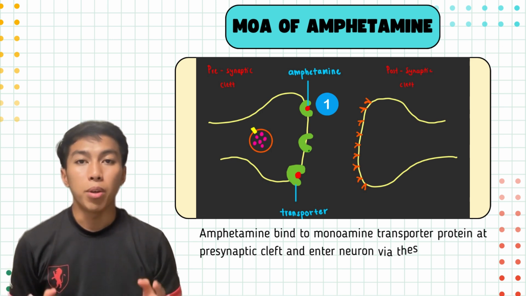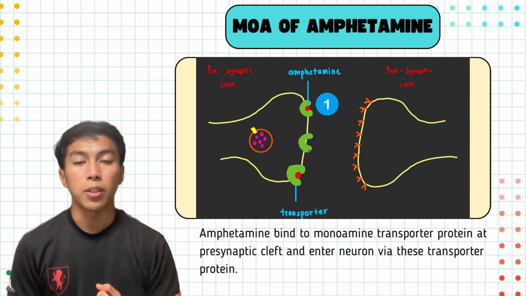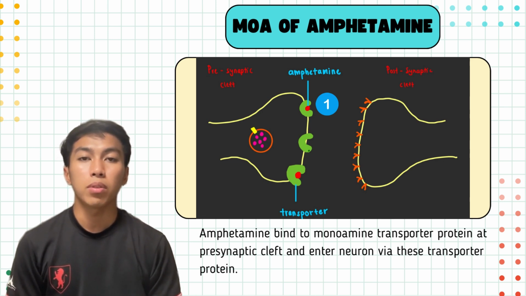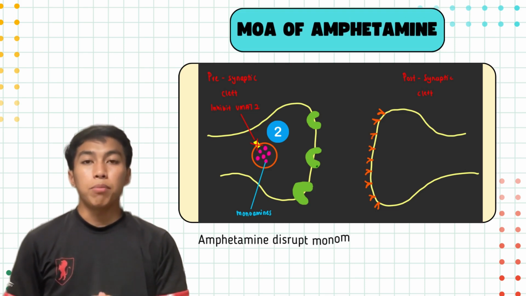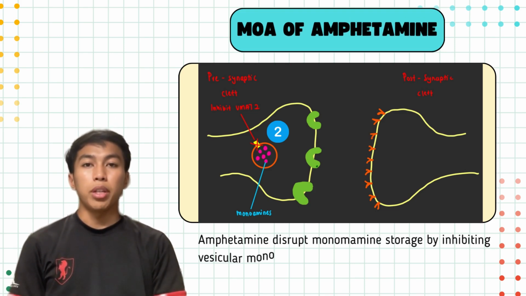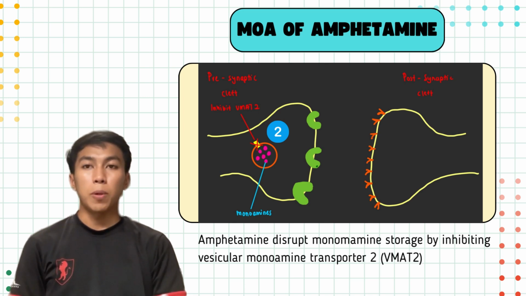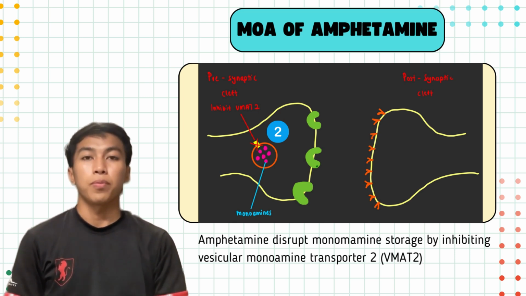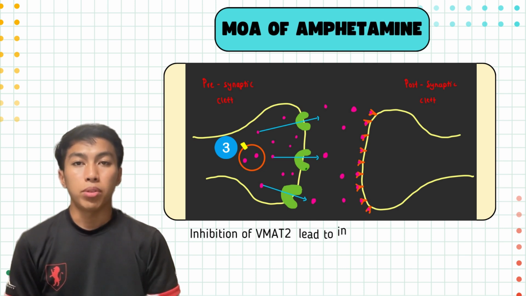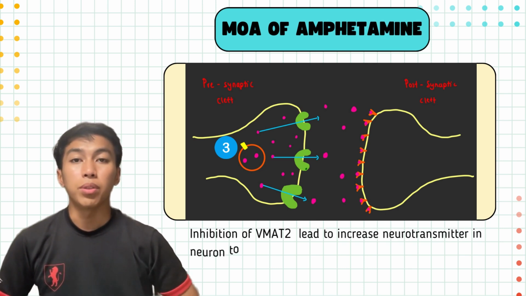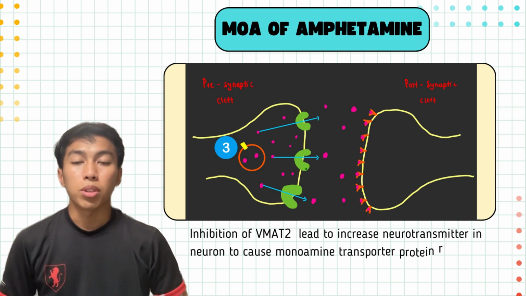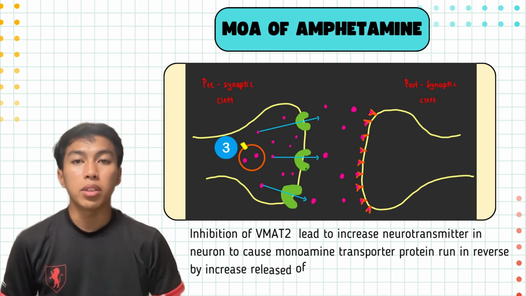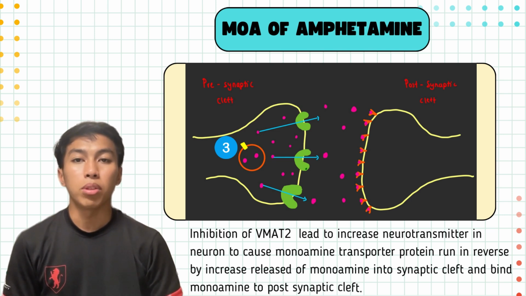So, amphetamine will bind to the monoamine transporter protein at the presynaptic cleft and enter the neuron by this transporter protein. Next, amphetamine will disrupt the monoamine storage by inhibiting the vesicular monoamine transporter, which we call VMAT2. Inhibiting VMAT2 will lead to an increase of neurotransmitter in the neuron, and it will cause the monoamine transporter protein to run in reverse, increasing the release of monoamine into the synaptic cleft. Then, the monoamine will bind to the receptor at the postsynaptic cleft.